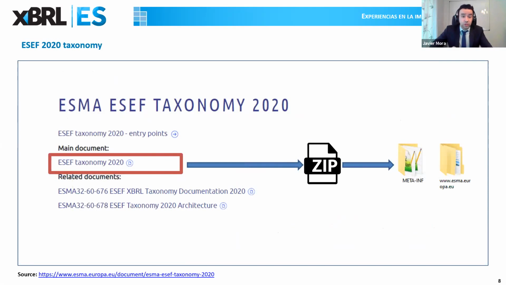What we are going to have, obviously, is the taxonomy package in a zip file of the SF taxonomy. If we download the zip and unzip it, we are going to see two different folders: one with meta information, with all the URI mappings between the taxonomy and the explanation of the taxonomy package, etc., and the second folder with the files that are included on the esma.europe.eu website.